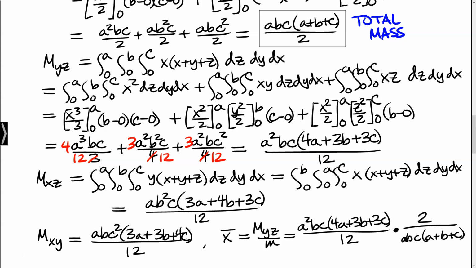Okay, so there's clearly a lot of canceling here. The 2 cancels 12. That's going to make 6. The entire ABC is going to cancel with this to make, well, just A. So we're just left with A on top. And okay, so that's all the canceling we can do. So we're going to get A times 4A plus 3B plus 3C all over 6 times A plus B plus C.